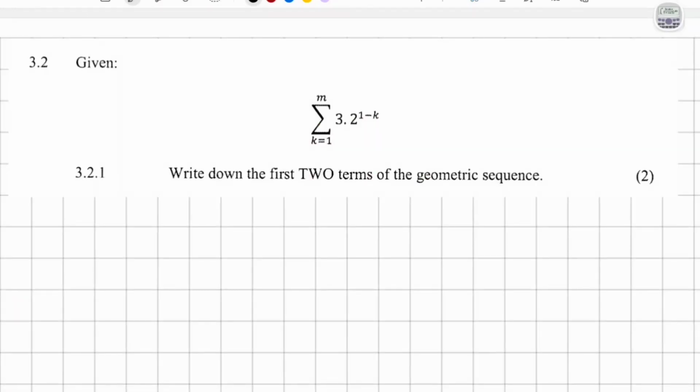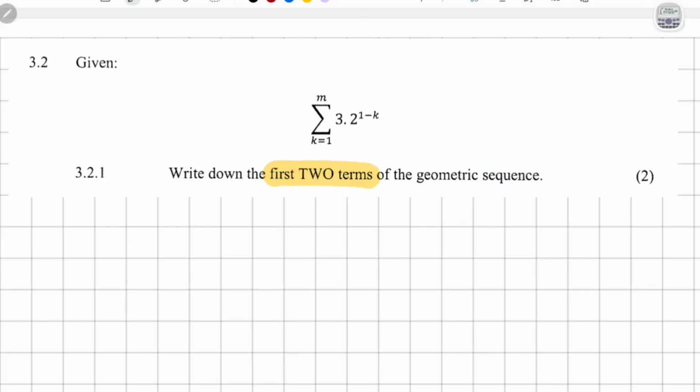Now question 3.2, look at what we have. We have sigma. I know when people say sigma, they get scared. But I'm glad for this first question because it really tells you what you're supposed to do before actually attempting to solve whatever question they are giving you when it comes to sigma notation. The question says, write down the first 2 terms of the geometric sequence, where the sum of this pattern with this formula starts at k equal to 1 and ends at m.